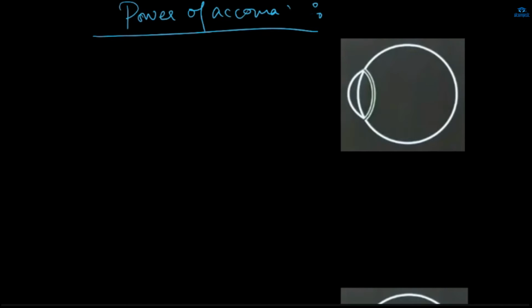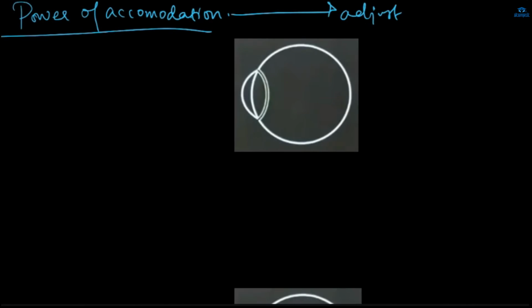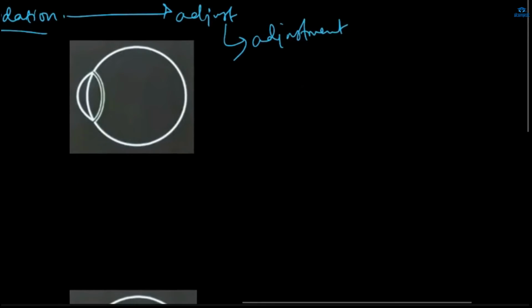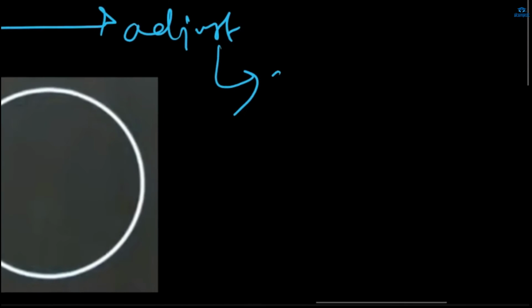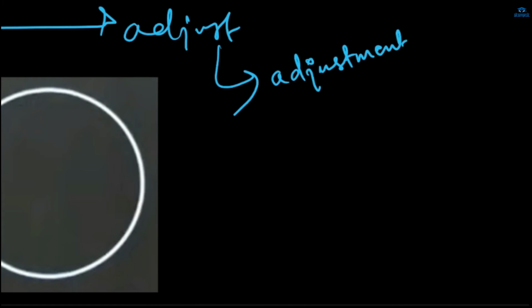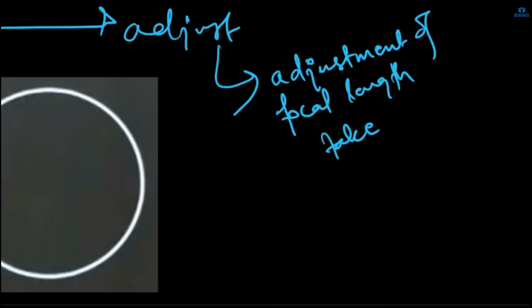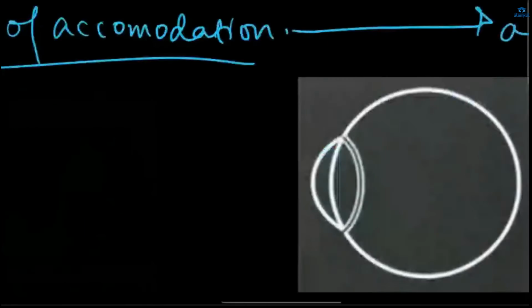Power of accommodation. I have written the wrong spelling. Now we will see what the power of accommodation means. Accommodation means to adjust. And what is adjusted in this? Adjustment of focal length takes place. My writing is not coming out well, usually my writing is good but it is not coming out. Adjustment of focal length takes place. Now how does this adjustment of focal length take place?